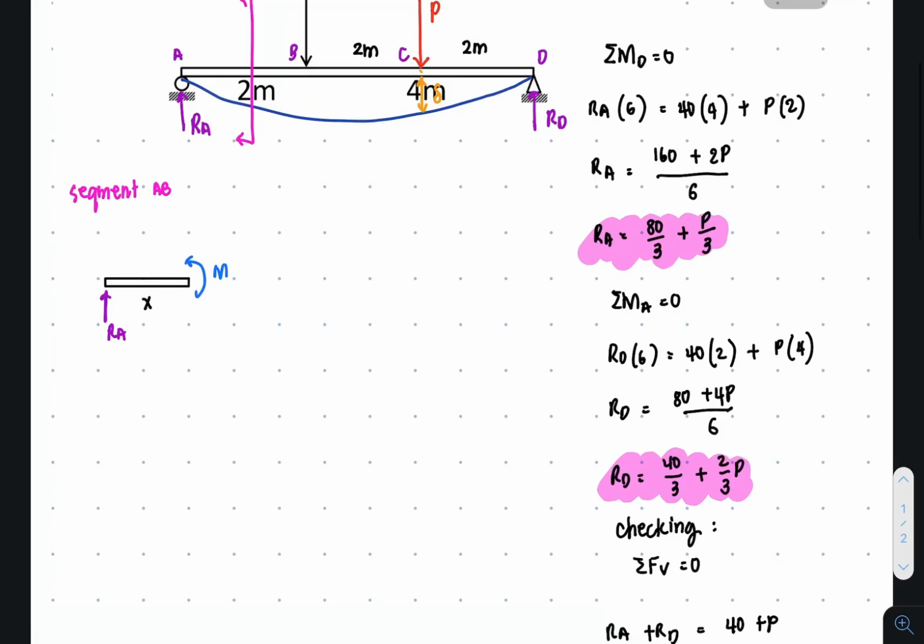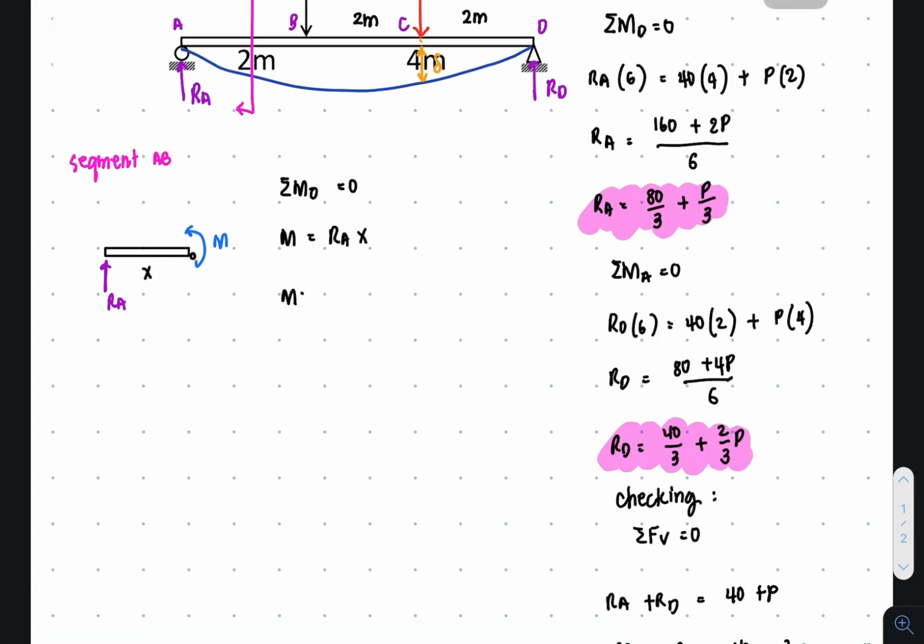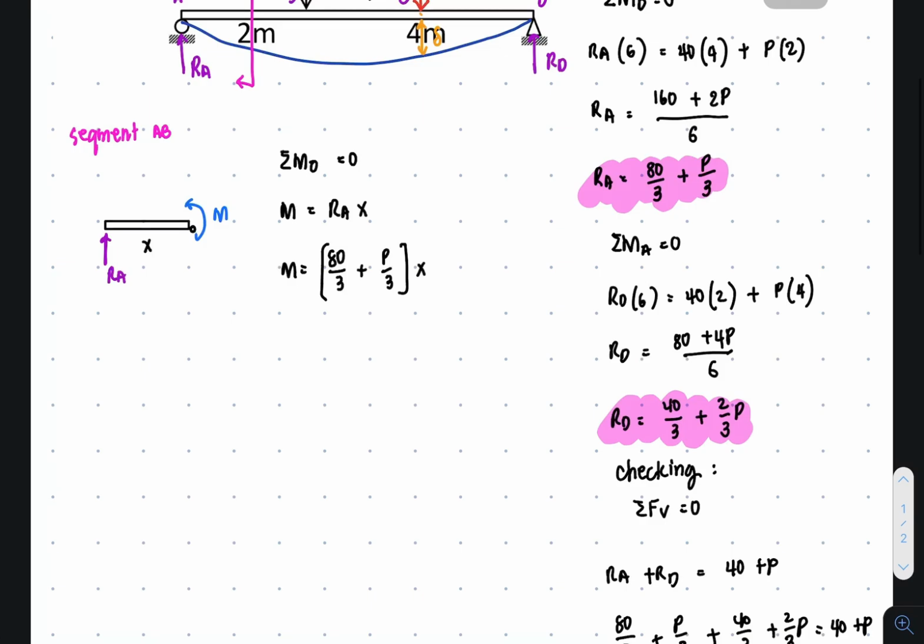So this time we're now ready to solve for the moment equation. Summation of moment at the point of cutting here, equal to 0. You will have M equal to RA times X. And since RA is 80 over 3 plus P over 3, you have to substitute that. So it's 80 over 3 plus P over 3, and of course, you still have that X. This time, we have to substitute. It's 80 over 3x plus P over 3x.